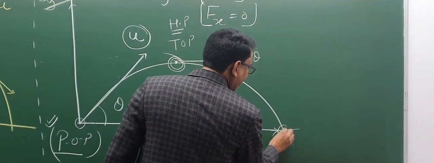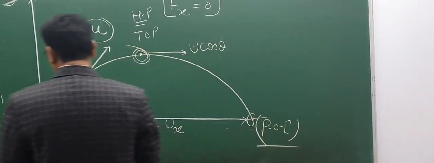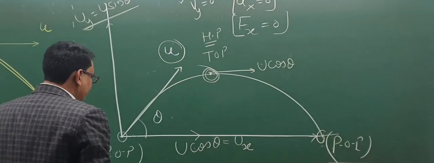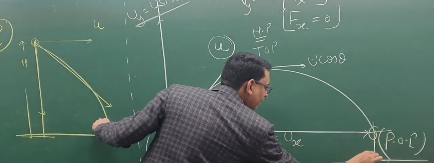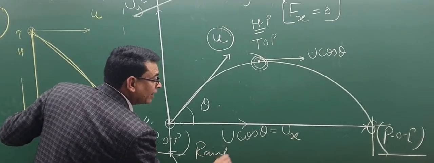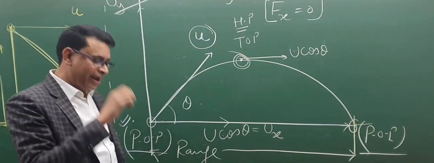This point is known as the point of impact. This one is the top and this one is the point of impact. This maximum horizontal displacement is known as range. Yes, my dear students, it is known as range.